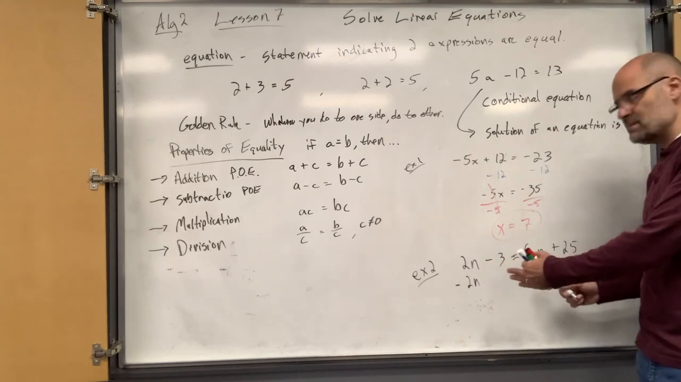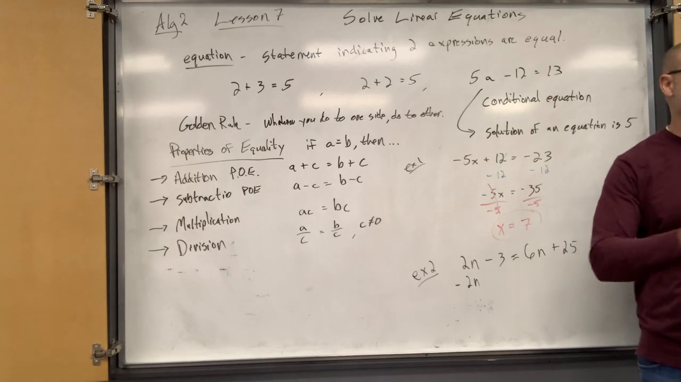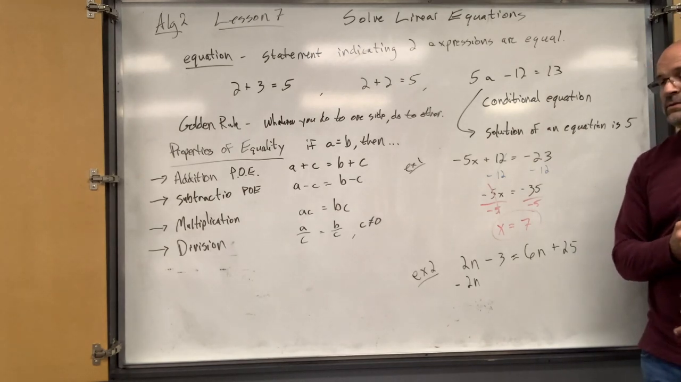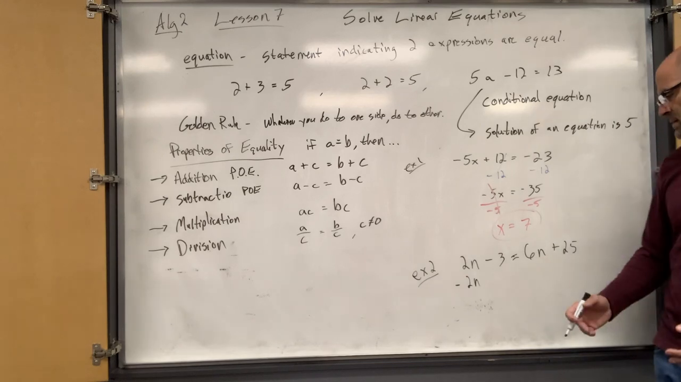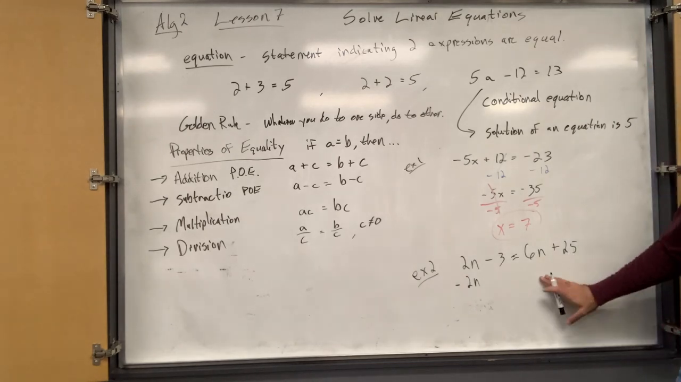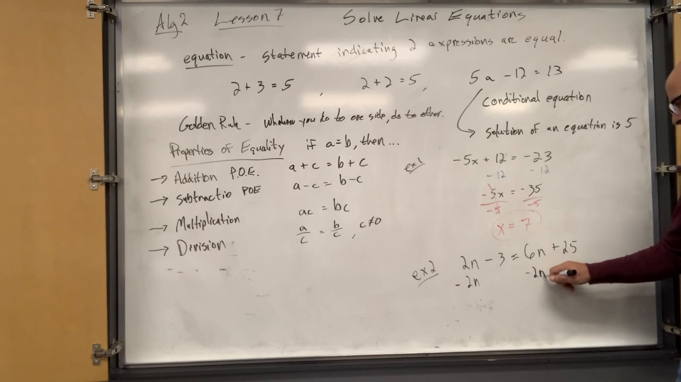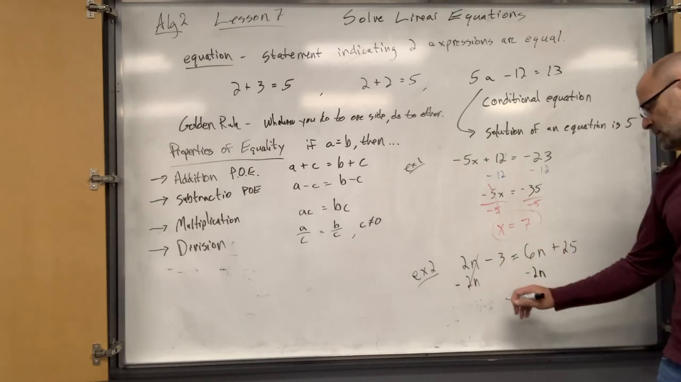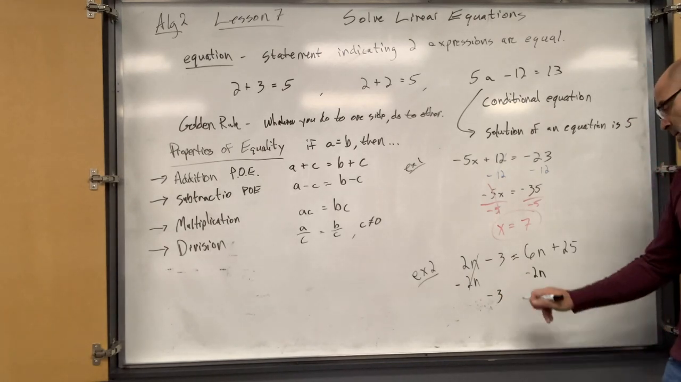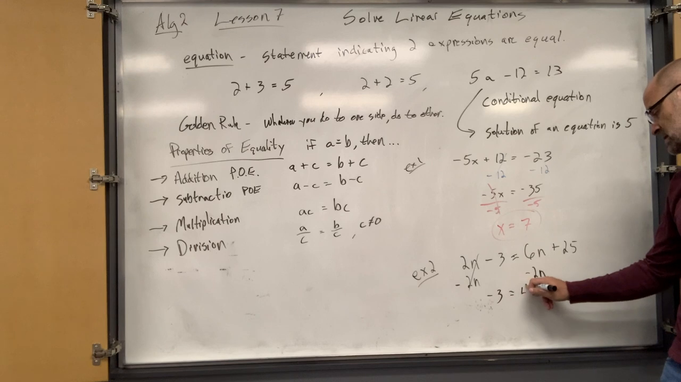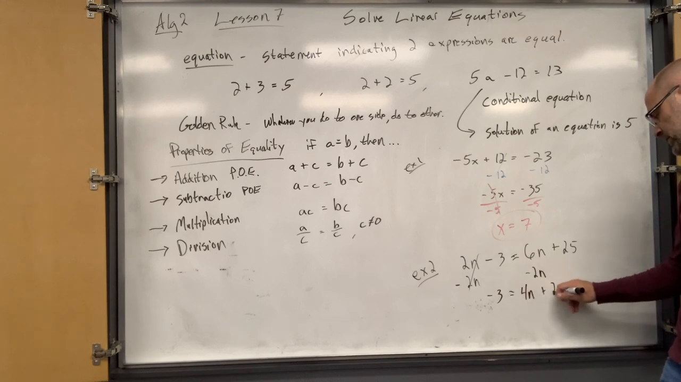Because if there's variables on both sides, that's confusing. Get rid of one of them. And you can do whatever you want as long as you do it to the other side, okay? So get rid of the problem as long as you get rid of that same amount on the other side. So subtract 2n, subtract 2n. So I'm left with a negative 3 on the left side, right? And then 6n minus 2n is a nice positive 4n.